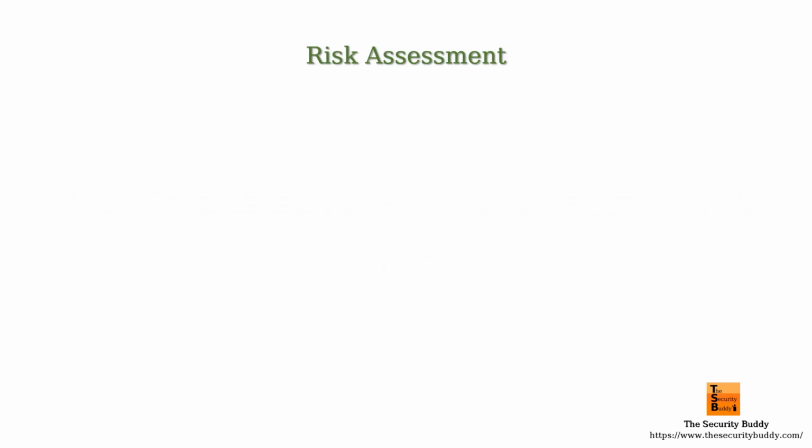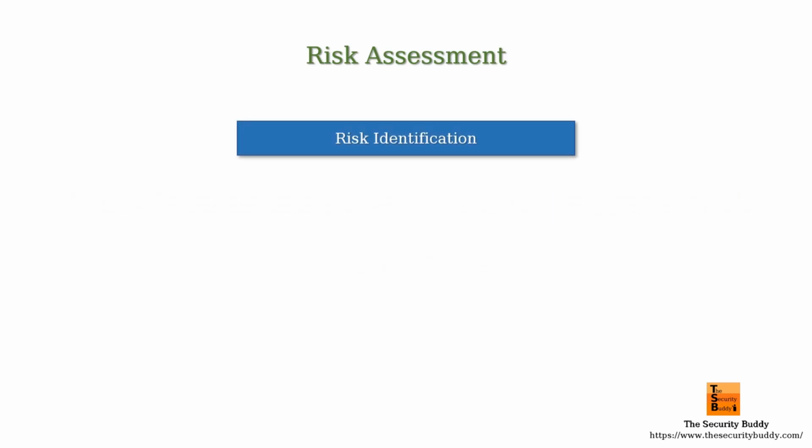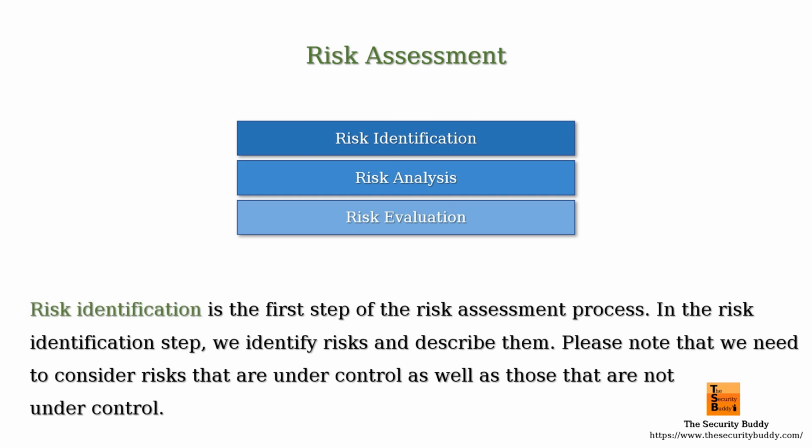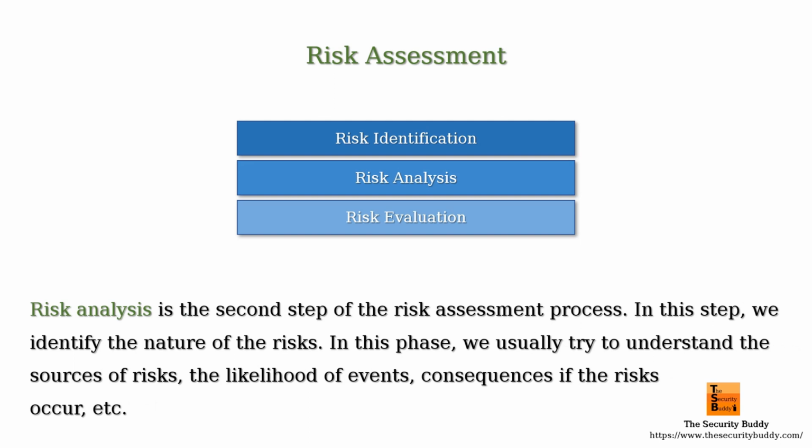The risk assessment process consists of the following steps: risk identification, risk analysis, and risk evaluation. Let's try to understand each of these steps in more detail. Risk identification is the first step of the risk assessment process. In the risk identification step, we identify risks and describe them. Please note that we need to consider risks that are under control as well as those that are not under control. Risk analysis is the second step of the risk assessment process.